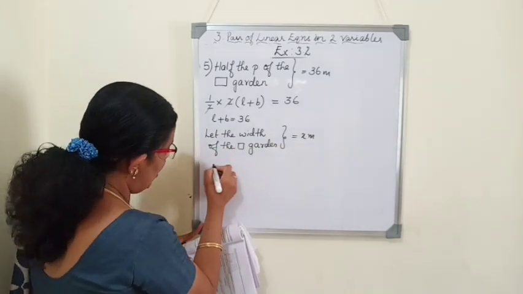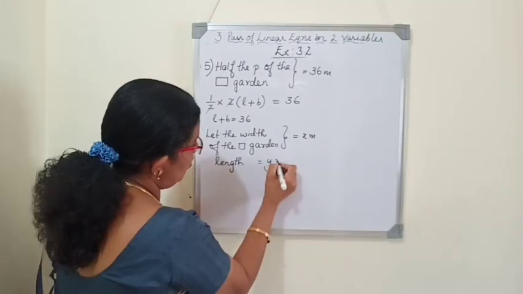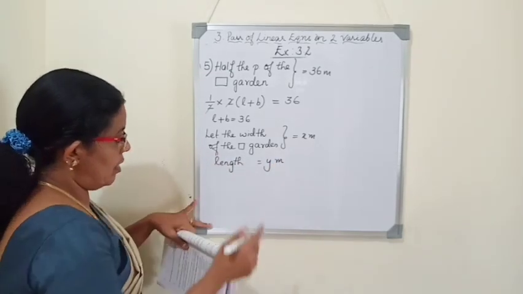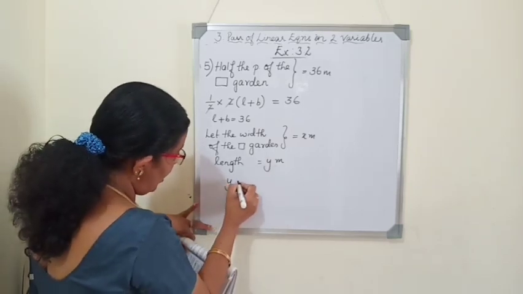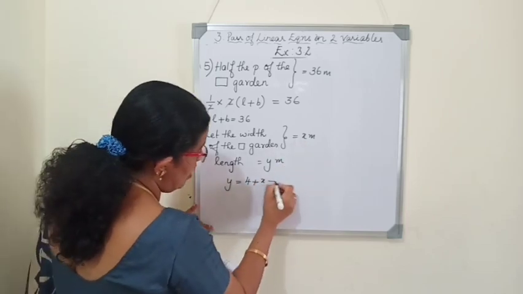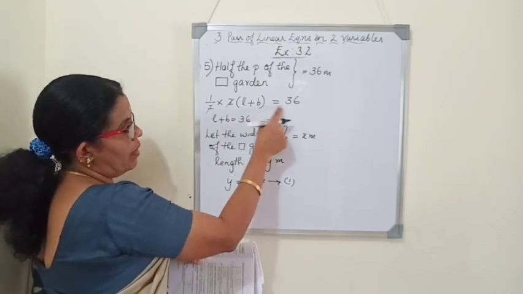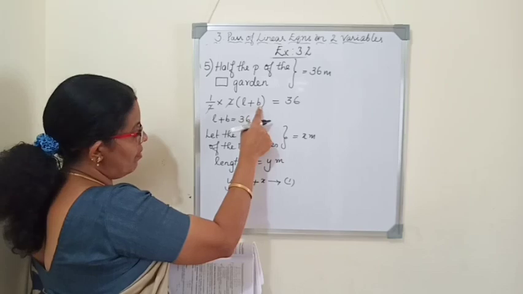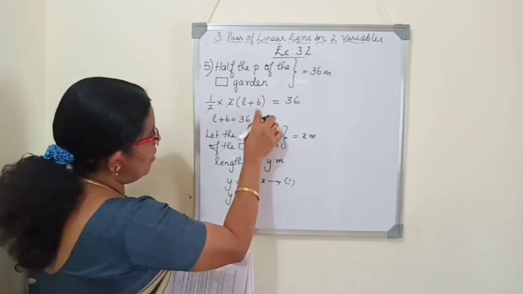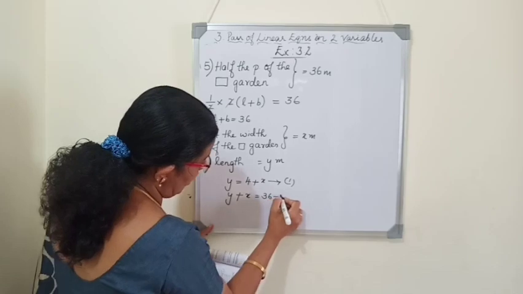So, then what about the length? Length is y meter. Here they told that length is 4 meter more than its width. So, length we have taken as y equals 4 meter more than its width. Width is x. So this is one equation. Now here already L plus B is equal to 36 we got. Now L and B we will change. Length is y, breadth is x. So y plus x is equal to 36. This is our second equation.